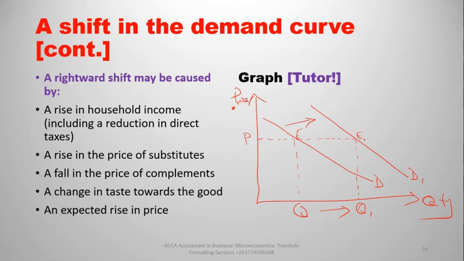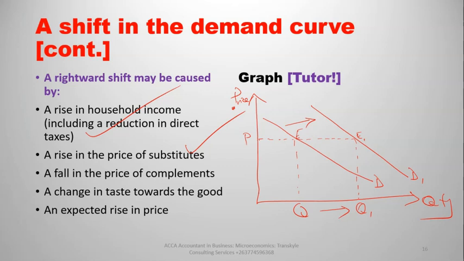So this could be due to a rise in household income and a reduction in direct taxes. So when employment taxes have been reduced, then we are left with so much disposable income that we can purchase more products. Okay, or there has been a rise in the price of substitutes. So the substitute, the coffee substitute in this case, their price has gone up. Then the current price for tea is now lower, so people are now chasing after the tea.